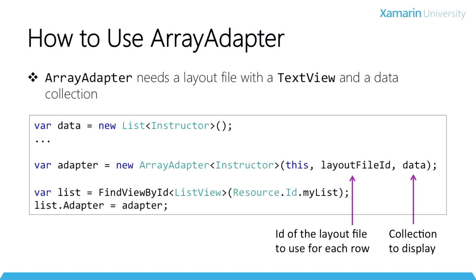Once we've constructed the adapter, we're going to need to assign it to a list view. And the way we're going to do that is first we're going to find our list view by using the find view by ID. And then once we have our list view, we're going to assign the array adapter to the adapter property of the list view. So you can see using the array adapter is a really simple way of implementing a list view.